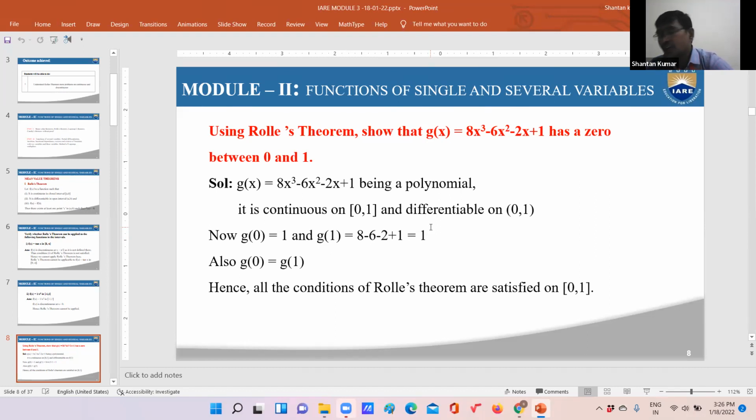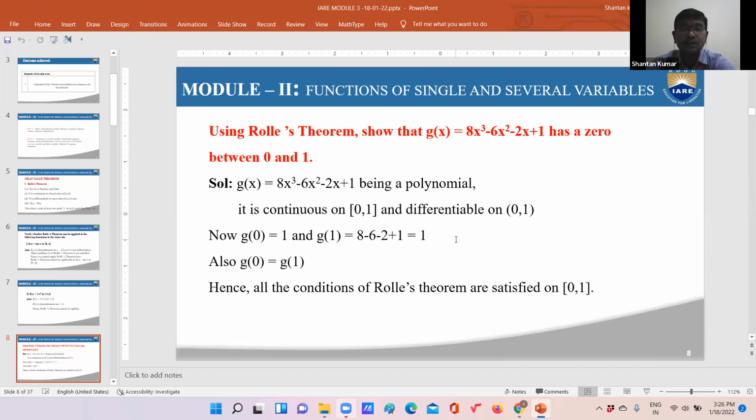Is any indeterminate form applicable in between 0, 1? No, sir. Therefore, it is a continuous function as well as a differentiable function in that particular 0, 1.